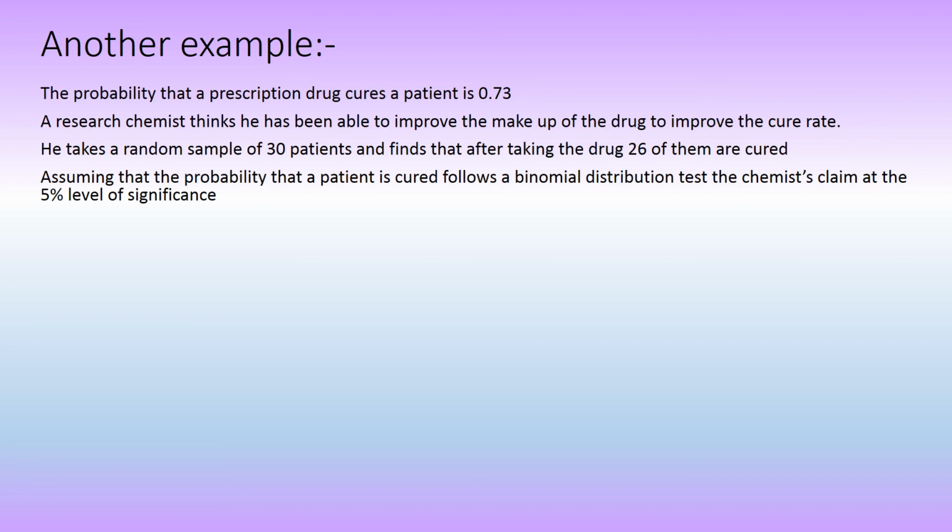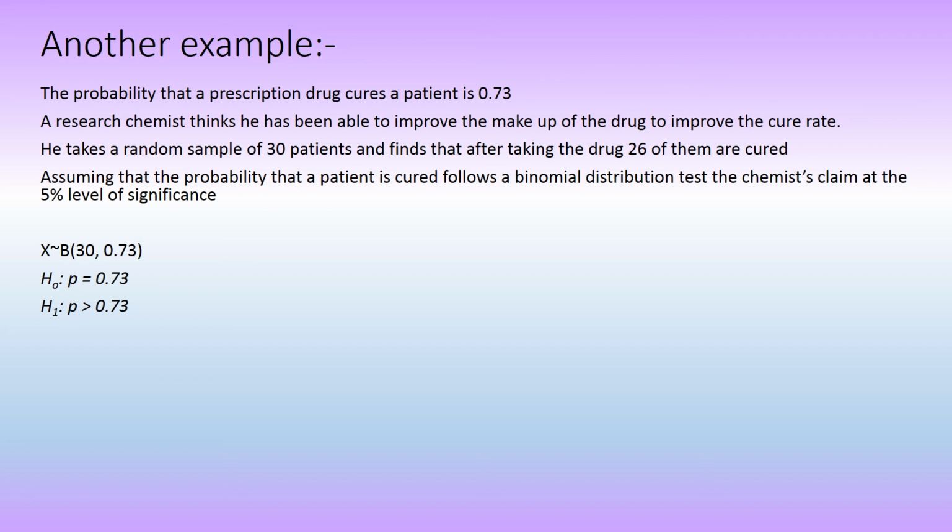Assuming that the probability that a patient is cured follows a binomial distribution, test the chemist's claim at the 5% level of significance. So really what we're asking ourselves is, are 26 out of 30 patients enough to claim that he has improved the cure rate?